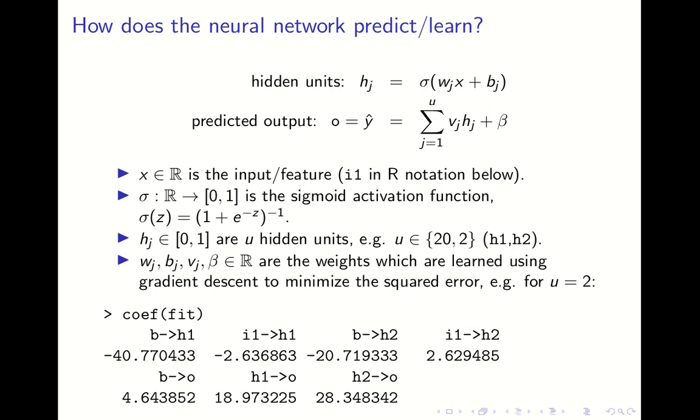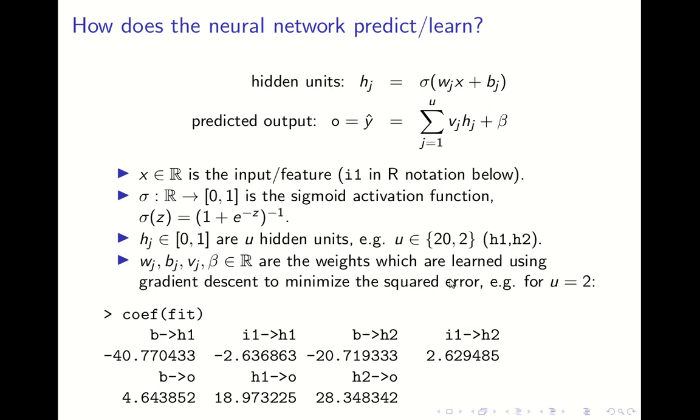In this case, the activation function is fixed. The sigmoid function is not learned as a function of the data. It's just always assumed to be that way. The hidden units here, the hj, are computed as a function of these other things. But all of these other parameters, w, b, v, and beta, are real valued weights which are learned using gradient descent to minimize the squared error.